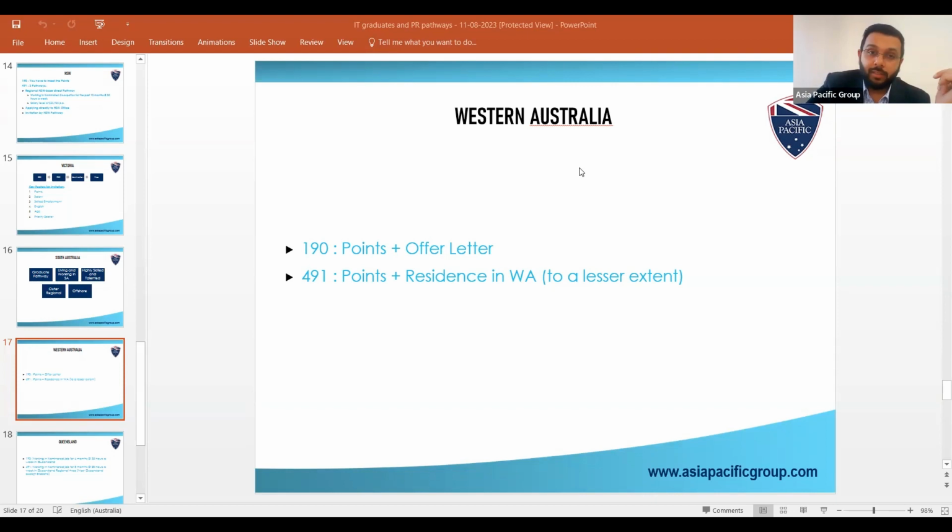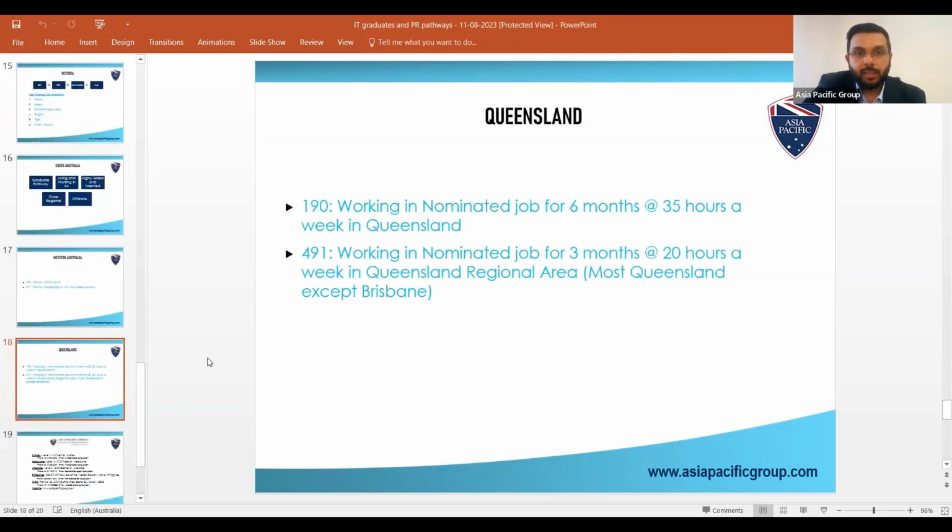But now there's another state you can consider, which is Queensland. Now, for the 190, they want you to work for 6 months and get to at least 80 points, and they want you to work for 35 hours per week. For the 491, their rule is 3 months of working for 20 hours a week in a regional area. That is all of Queensland minus Brisbane. So if you do that, you can get eligible for the 491 as well.